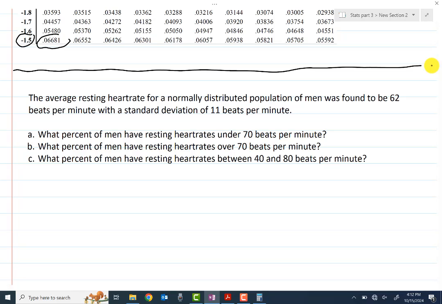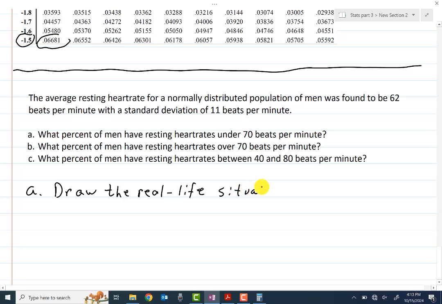Now, I'm going to show you a three-step process for doing each of these problems, and we're going to use the same process for the entire semester. First of all, I'm going to draw the real-life situation. That's step one. So what I do there, it's going to be a bell curve.